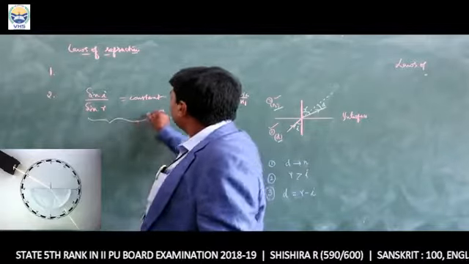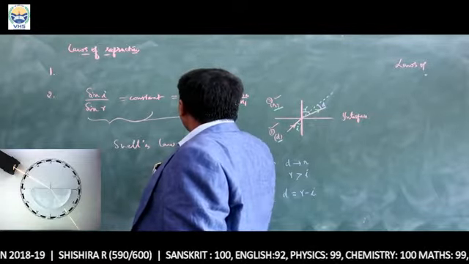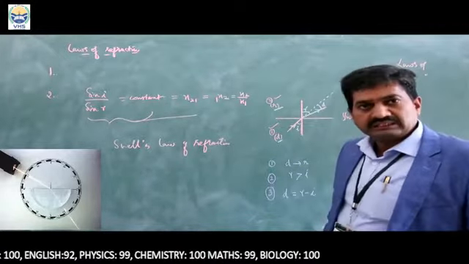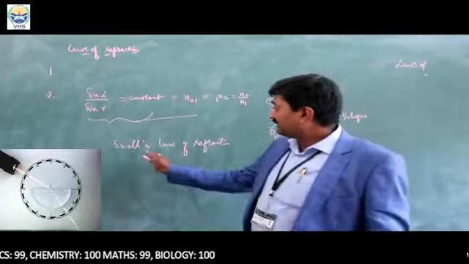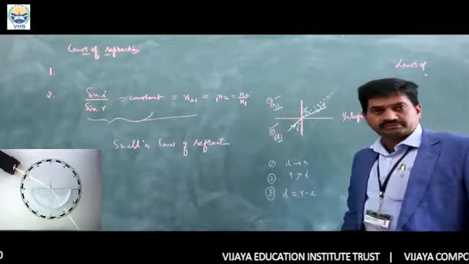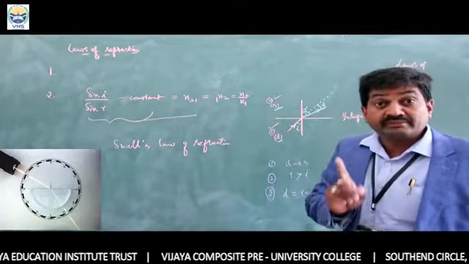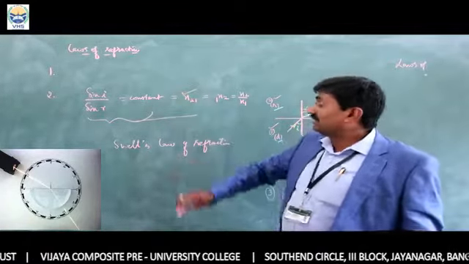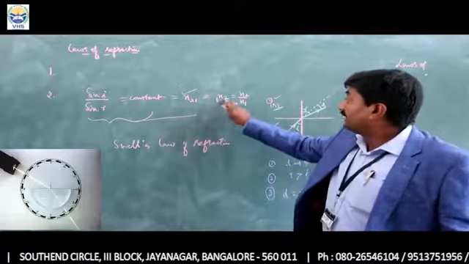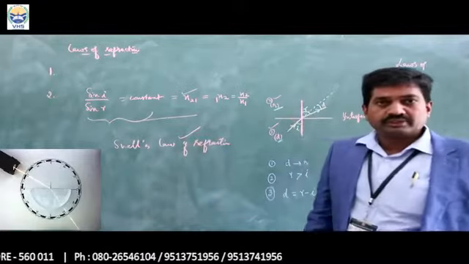This is called Snell's law of refraction. In the examination, we will ask you for 2 marks: state and explain Snell's law. Snell's law of refraction is the ratio of sine of angle of incidence to the sine of angle of refraction is a constant for a given pair of media, that is most important, and for a given wavelength of light. This constant is called refractive index of medium 2 with respect to medium 1. That is n21 is equal to n2 by n1, which is nothing but the Snell's law of refraction.